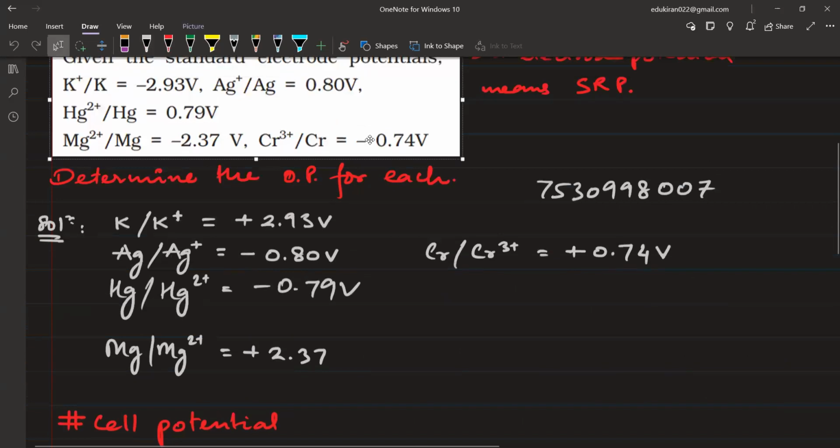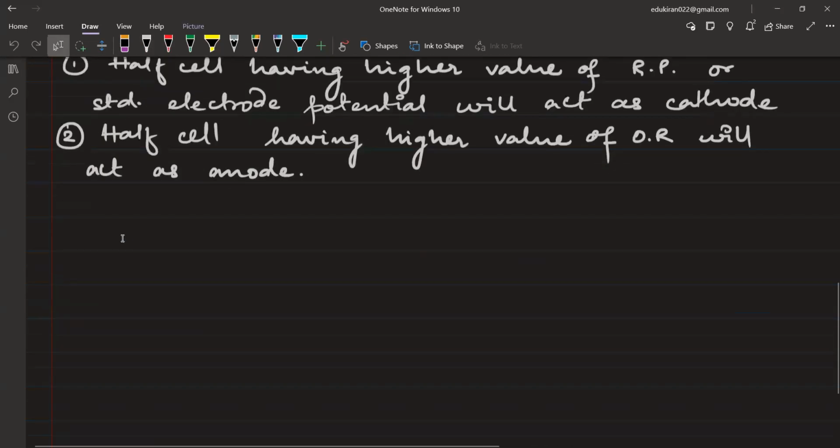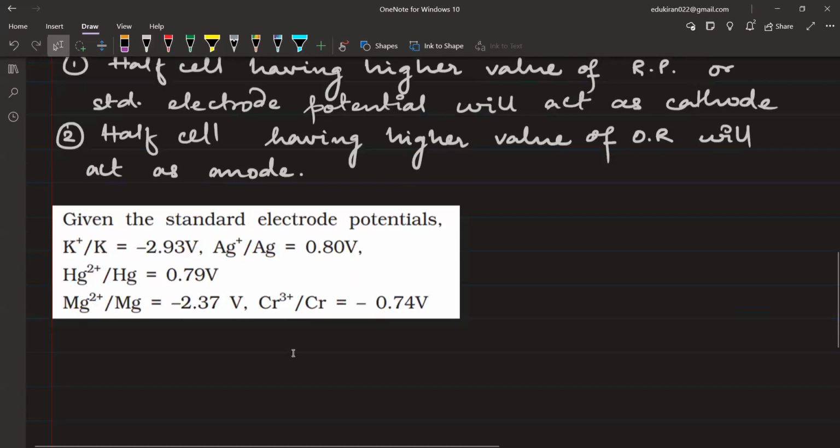Write this down. And then please don't write this thing. We will understand this concept using these values.